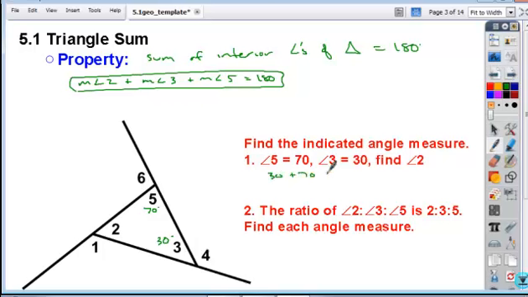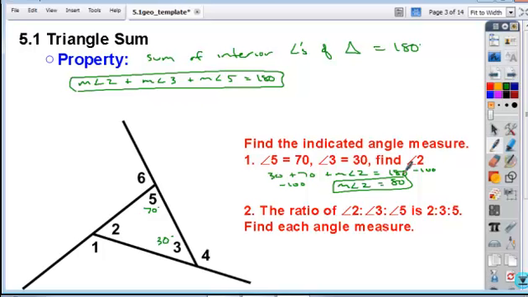30 plus 70 plus angle 2 would have to equal 180, and so angle 2 would be left to be, again, subtracting a 100 from both sides, you'd be left with 80 degrees. Okay, again, as straightforward as you can get.